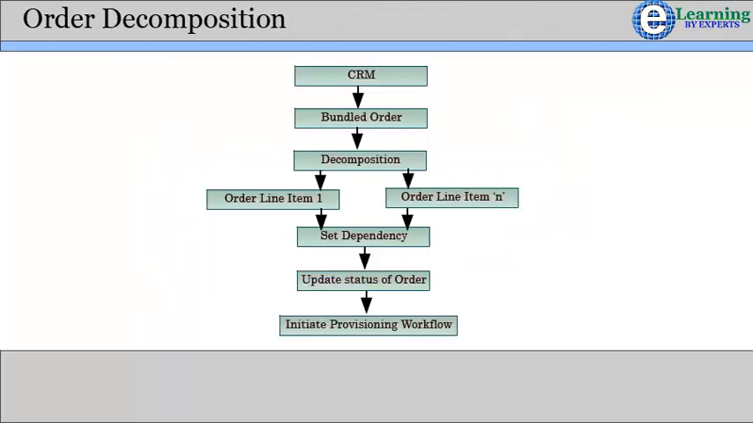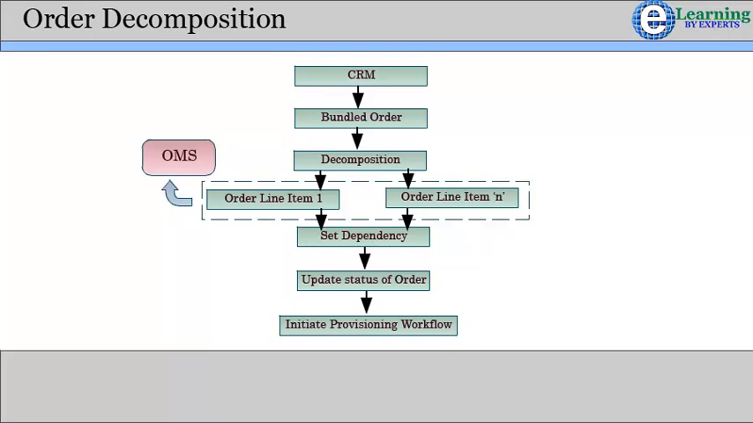The trend today is to give the customer options of bundling services. Generally, the CRM captures the bundled order, and it is the job of the order management system or provisioning system to decompose the order, set the dependency among the orders, and update the status back to the CRM. Decomposing the service and setting dependency is a key task of the BOSS.